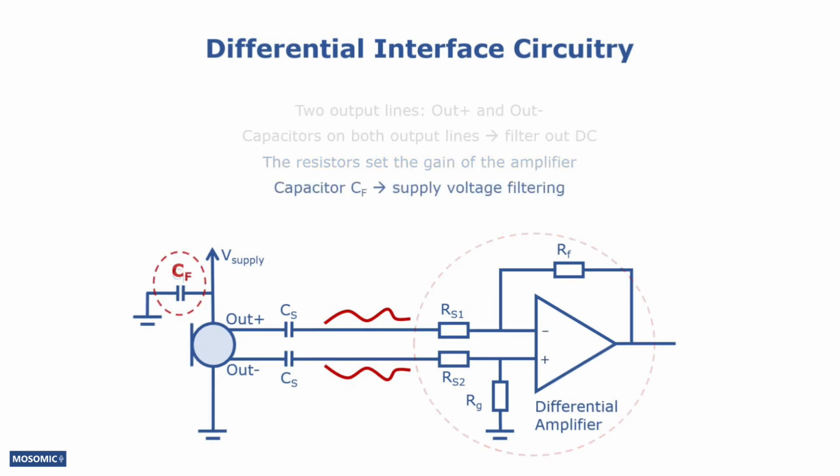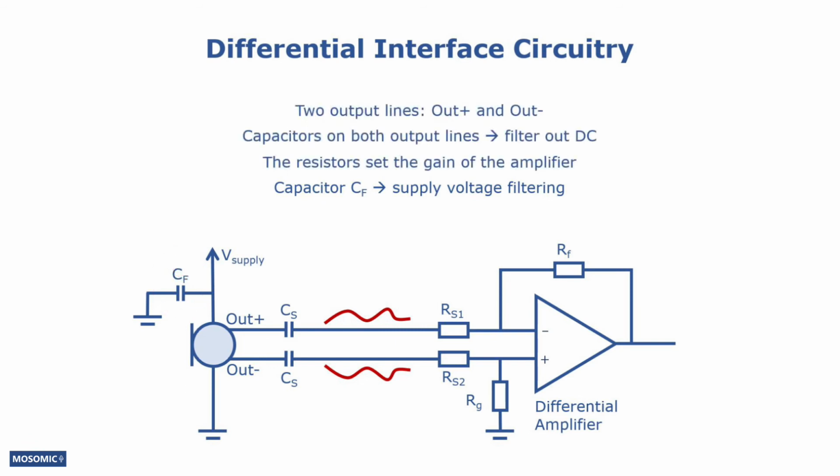The schematic also shows a capacitor, CF, physically placed close to the microphone to filter disturbances out of the supply voltage. As we can see, a differential interface requires two signal lines for each microphone, plus of course grounding and supply voltage that can be shared by multiple microphones if needed.